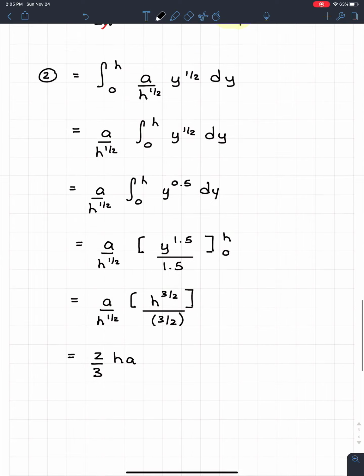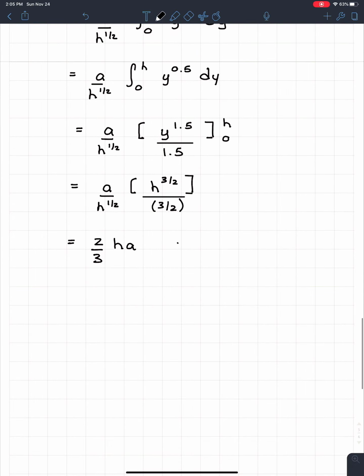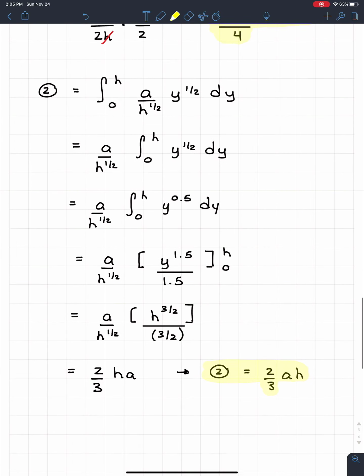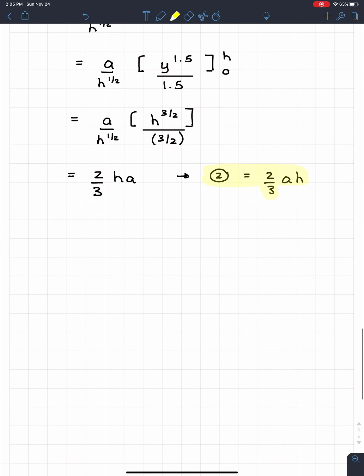So what I'm going to do is just highlight this so we can use it later. 2 is equal to 2/3 of a times h. And I'm just going to highlight this, because remember, this second one, the integral of dA, we're actually going to use later in our calculation for y bar, or the other centroid.